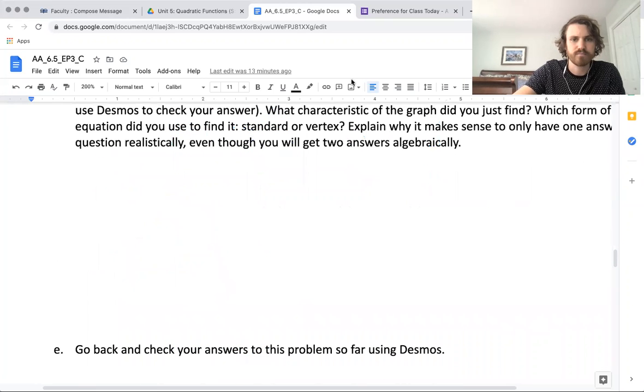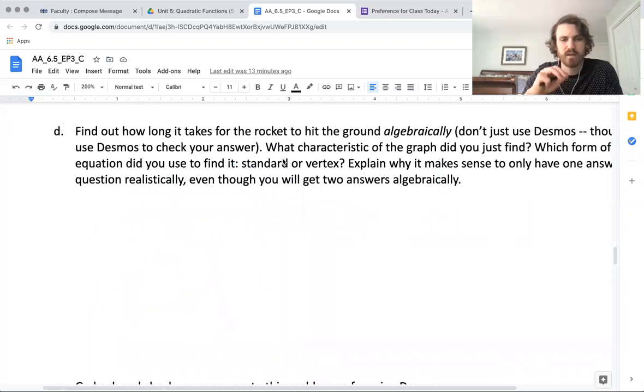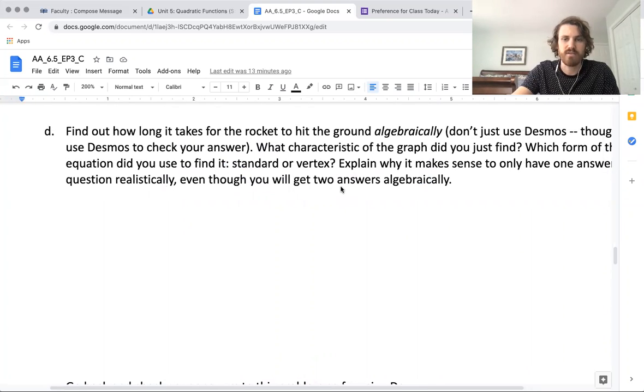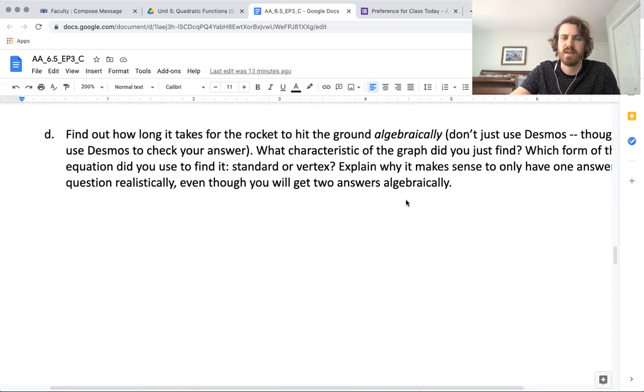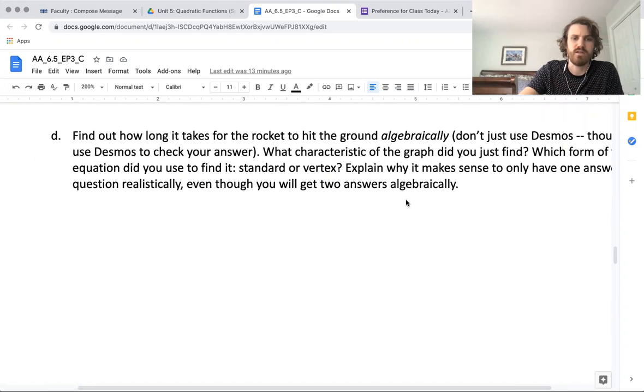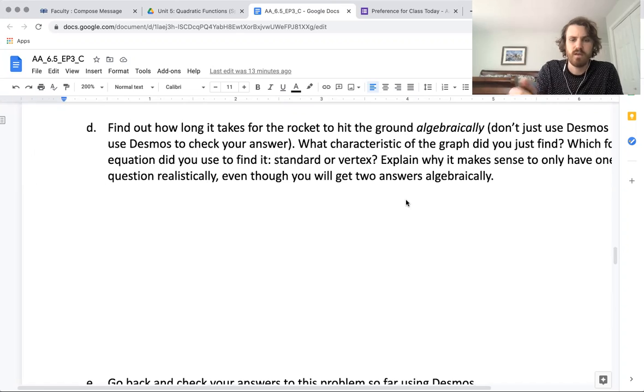Okay. To find out how long it takes for the rocket to hit the ground, algebraically, find out how to do that. What characteristics of the graph did you just find? Well, hitting the ground should be the x-intercepts or the t-intercepts. Which form of the equation did you use, standard or vertex? Well, I'm going to use vertex.